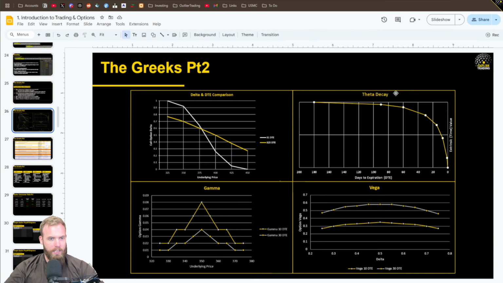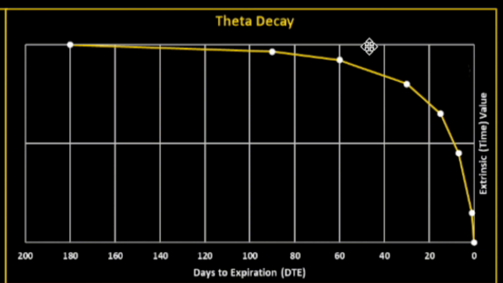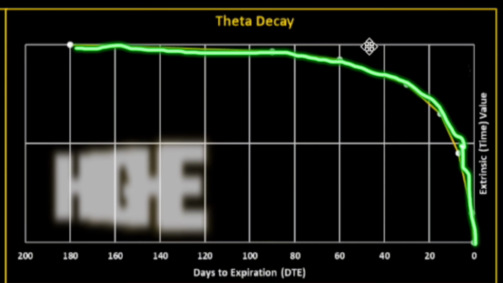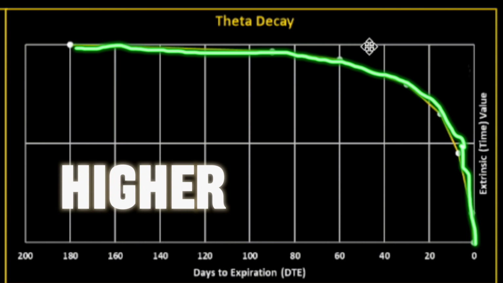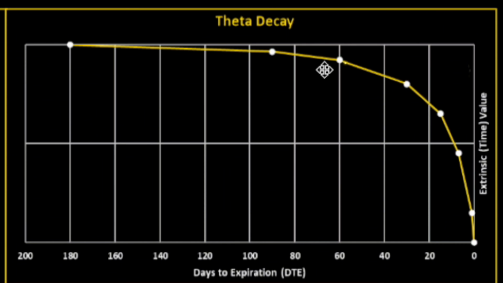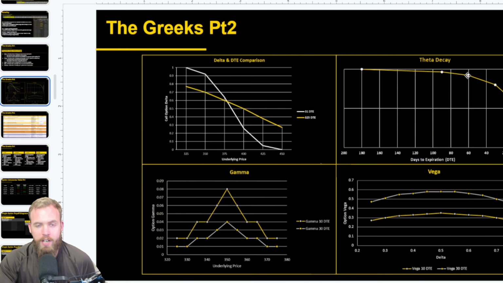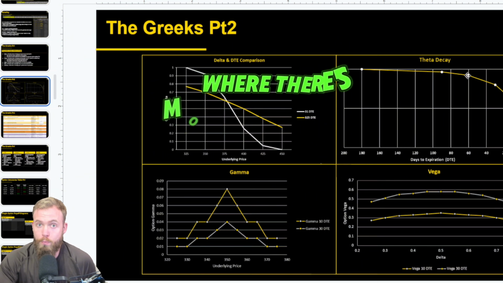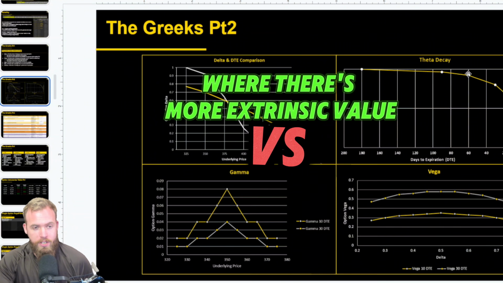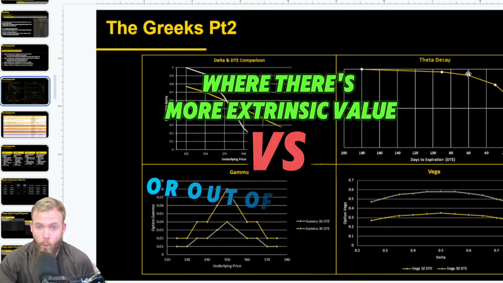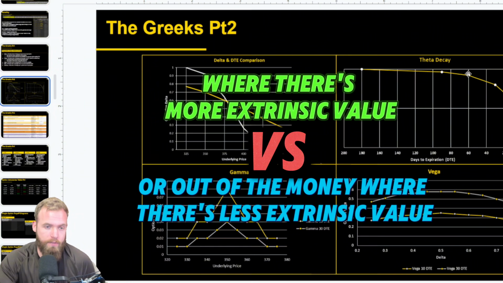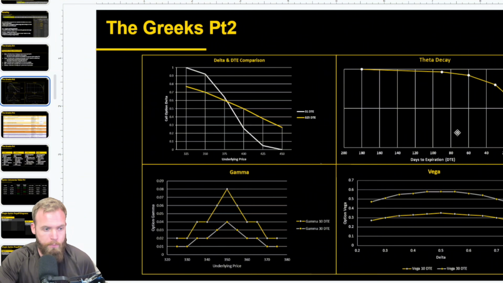So if we look at theta, the main thing to know for theta is that it decays at a rate higher as you get closer to expiration, and it really starts to pick up once you're 60 DTE. Now, there are nuances to this because if you have an option that is at the money where there's more extrinsic value versus an option that's really deep in or out of the money where there's less extrinsic value, it'll be a little bit lower.